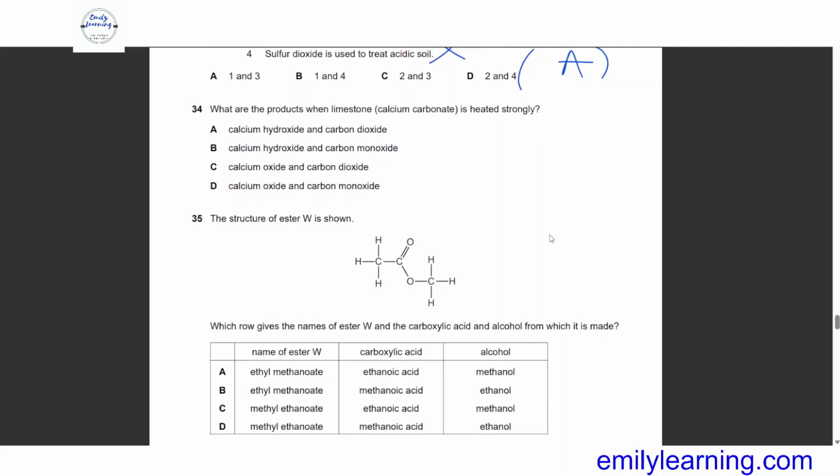Question 34. What are the products when limestone, which is calcium carbonate, is heated strongly? If you heat calcium carbonate strongly, you get calcium oxide and carbon dioxide. So the answer is C.